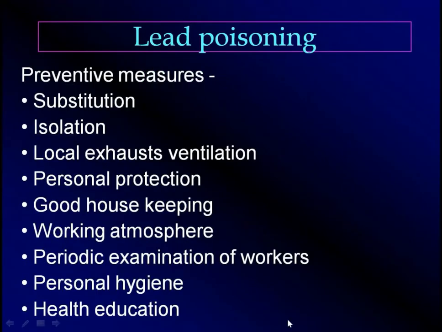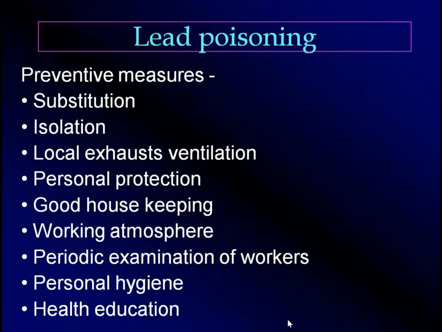Coming to the preventive measures, how do you prevent lead poisoning? It can be done by substitution. Substitution is nothing but simply replacing the lead with some other non-harmful chemicals. In place of using lead, we can use some harmless chemicals. That is called substitution.